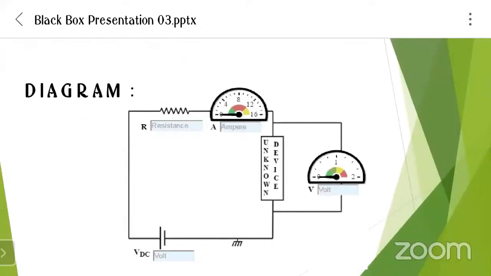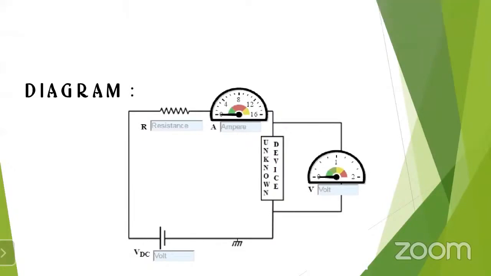As you can see, a voltmeter is connected across the unknown device, and a resistor, ammeter and DC voltage are connected in series with it. For the identification of this unknown device, we will apply a constant resistance. Then we'll note the voltage and current flowing through the device by varying the DC voltage. After plotting the graph between current and voltage across the device, we can identify it easily.